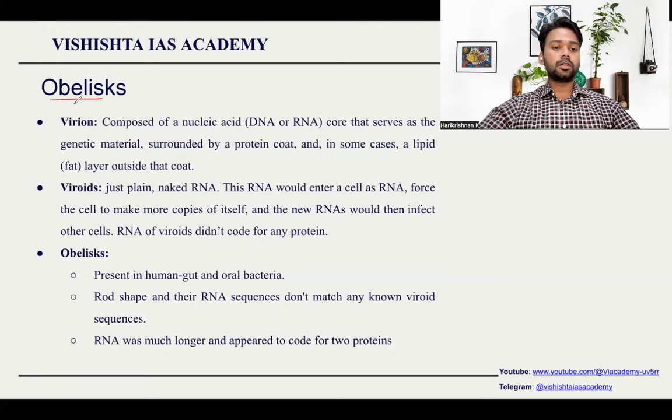Obelisks. Obelisks are very important. It is a new discovery, so you need to study about it. Before studying about obelisks, we need to know about two important things. One is viruses or virions, and viroids.